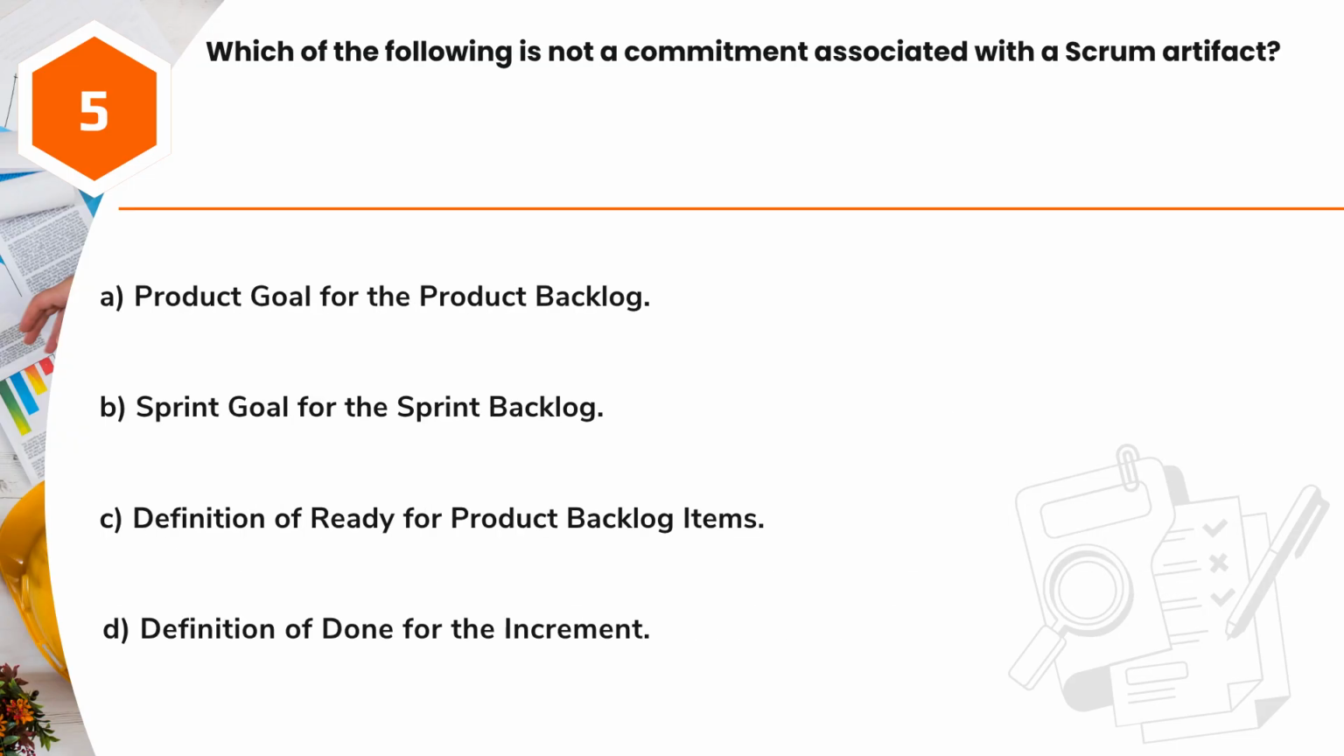Question 5. Which of the following is not a commitment associated with a Scrum artifact? A. Product goal for the product backlog. B. Sprint goal for the sprint backlog. C. Definition of ready for product backlog items. D. Definition of done for the increment.